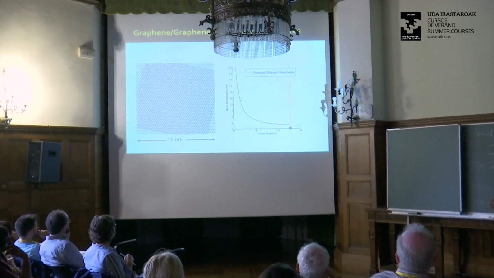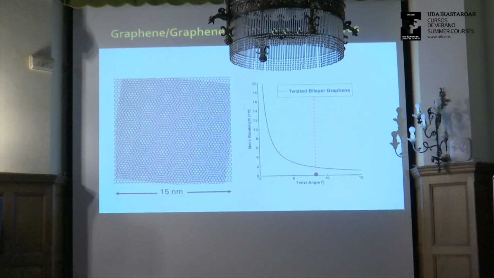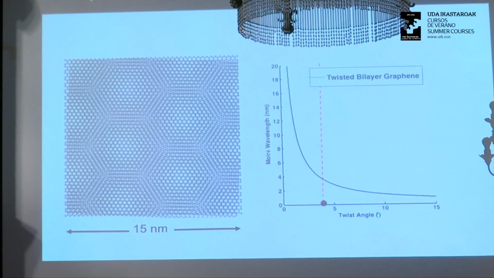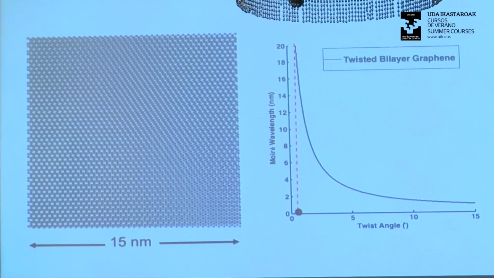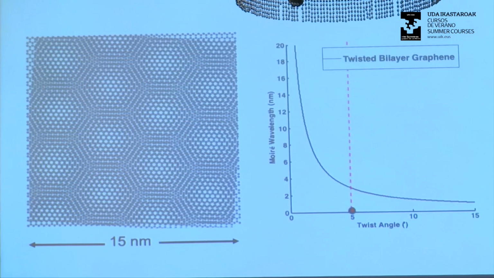Now, that moiré wavelength can go all the way to infinity because these two lattices are identical. If they were not identical, there would be a maximum moiré wavelength. But because these two lattices are identical, the moiré wavelength can be very, very large. Now, this is what happens in real space. Let's look at what happens in momentum space and therefore what happens to the electronic structure of the system.